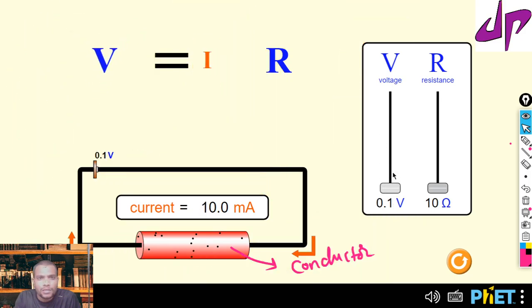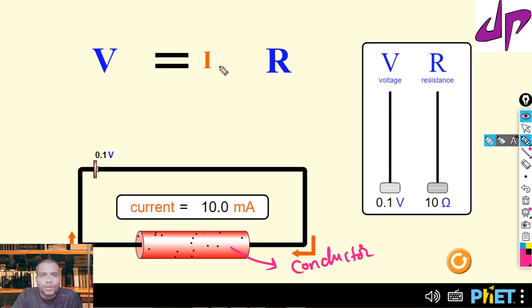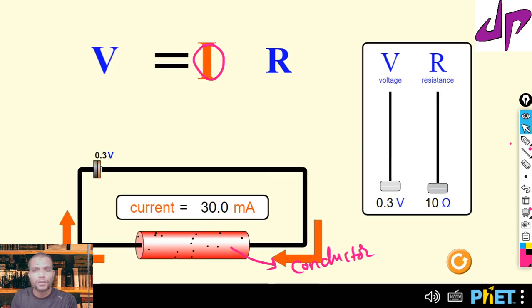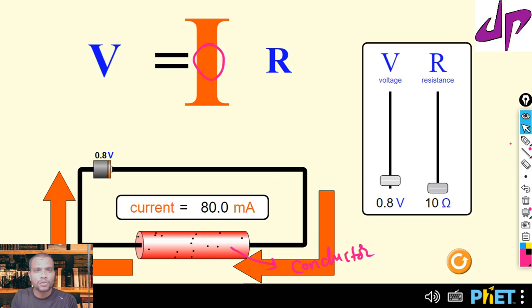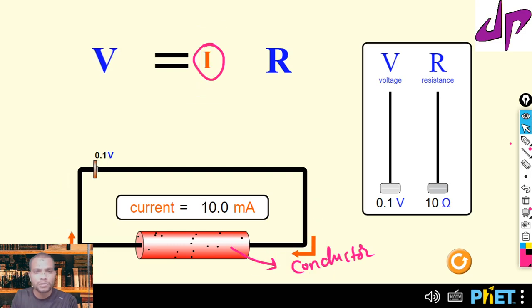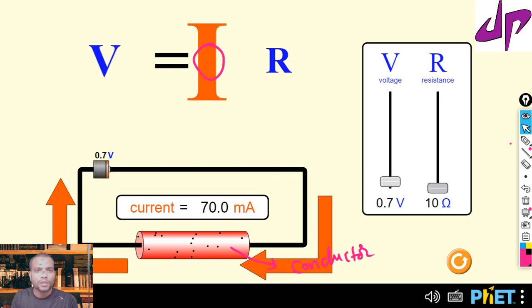So when I increase the voltage, now you can see V equals IR. The current is increasing; the increase is shown by the size of the letters. Earlier it was 0.1 volt for the same conductor. Now you are increasing the voltage. So what happens? Through the conductor, current is increasing.